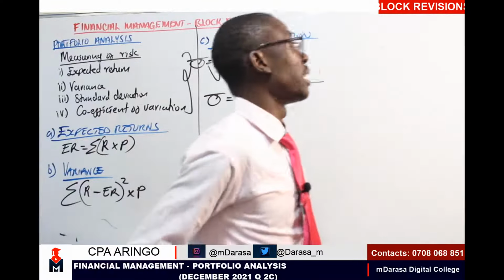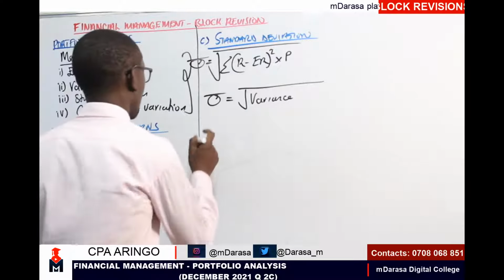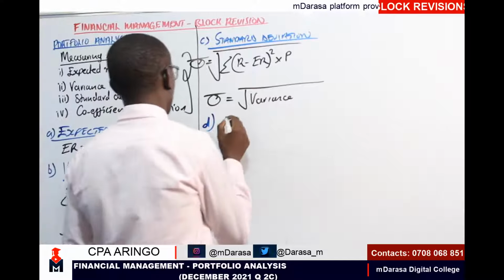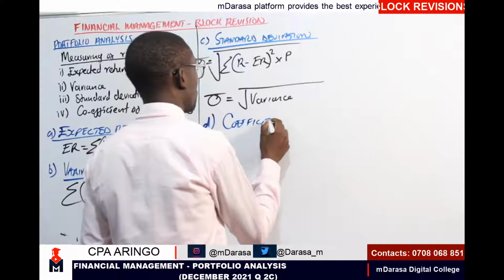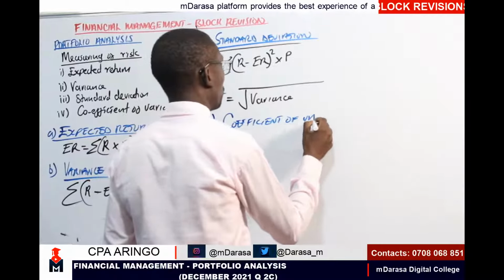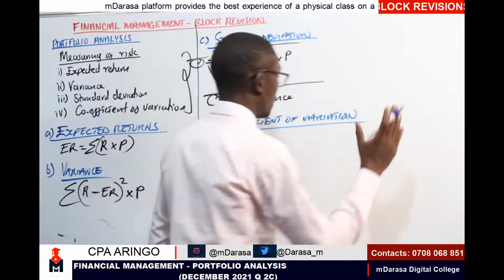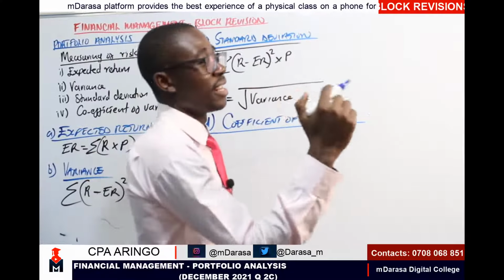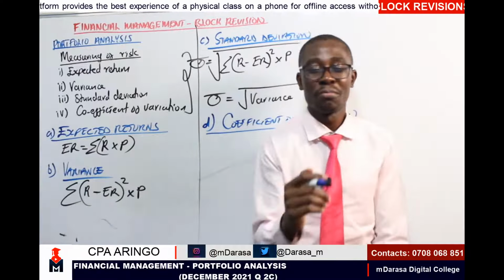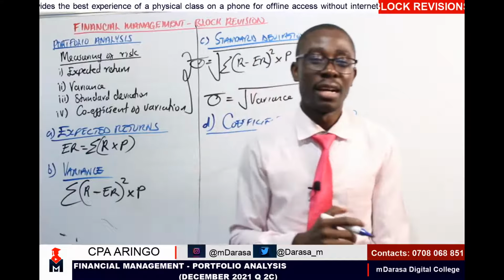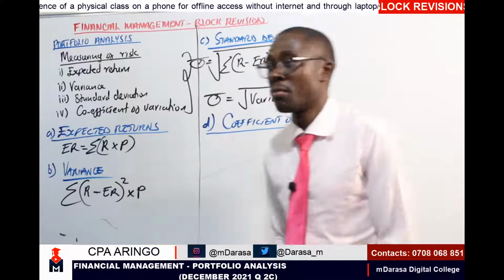Now, let us go to the last bit, which in this case is D, because we'll be having four main measures. That is the coefficient of variation. Now, these things are like family, right? They do relate. They have a blood relationship, because if we were to take their DNA, it would lead us to the same thing.